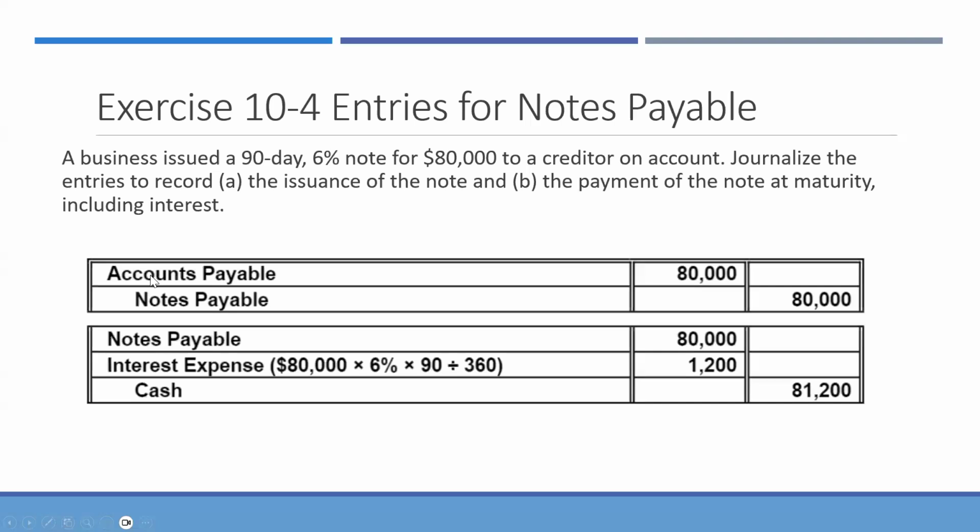So we reduce our accounts payable, increase our notes payable by 80,000 each, and then we can calculate our interest expense by taking 80,000 times 6% times 90 days divided by 360 days, and we get 1,200 in interest, so 81,200 is our amount owed at the end of the period.